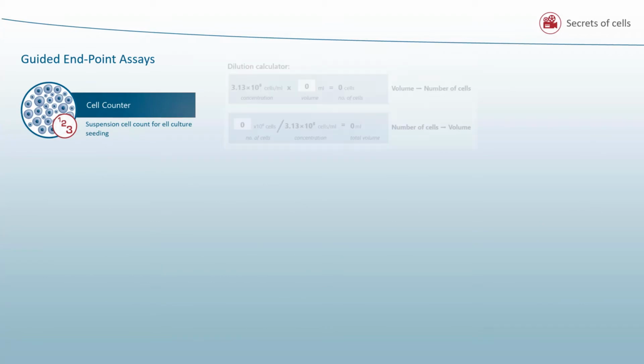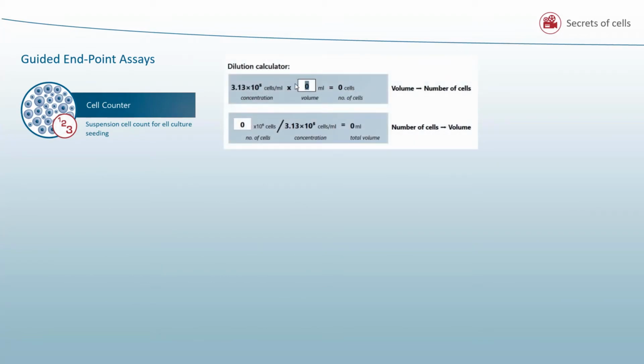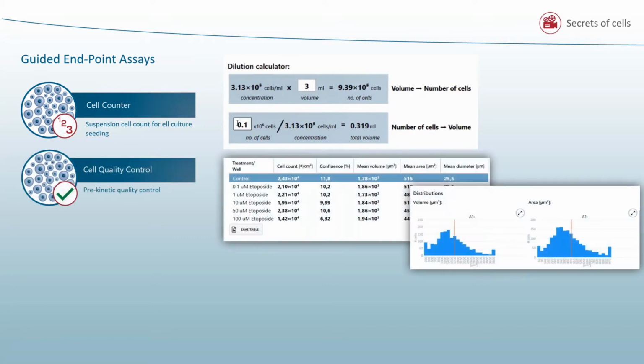Let's start with the easy ones. Cell counter helps you to prepare for your experiment with a dilution calculator, so you would get the identical cell density in all of your wells. Cell quality control helps you to evaluate if your cells are ready for the experiment. Do you have a correct confluence? Do all your wells have similar cells in their volume, area, and diameter? Also, this data is presented in graphs.